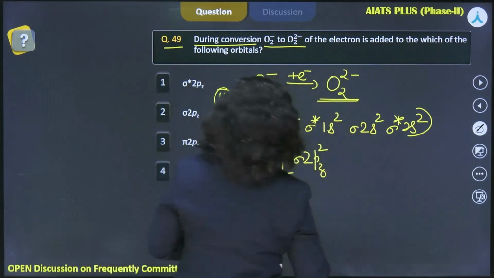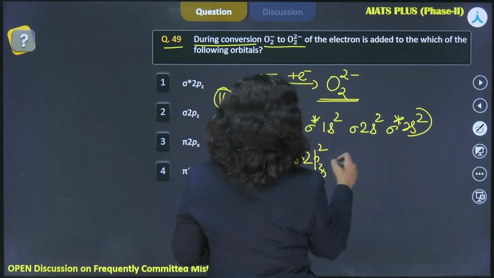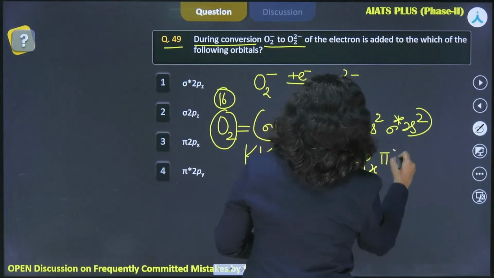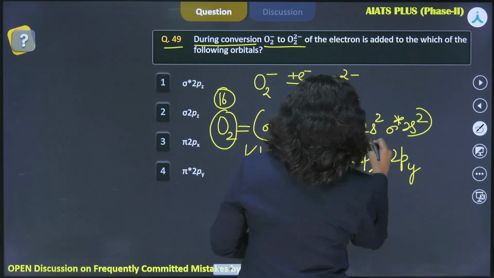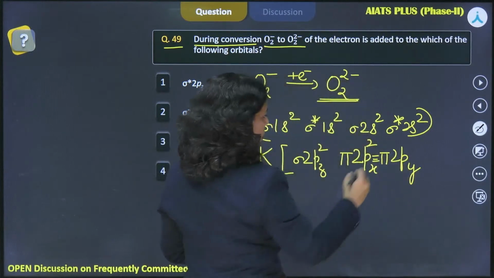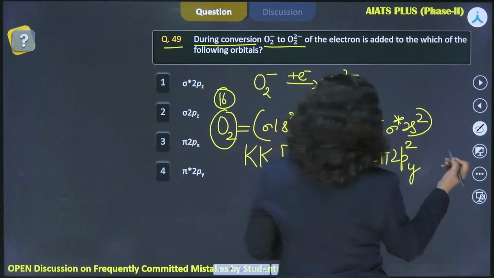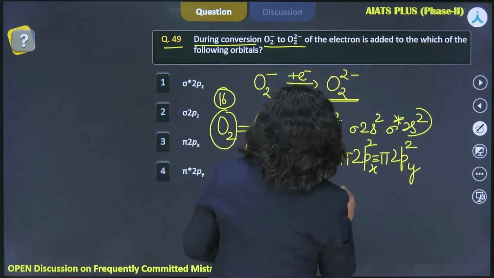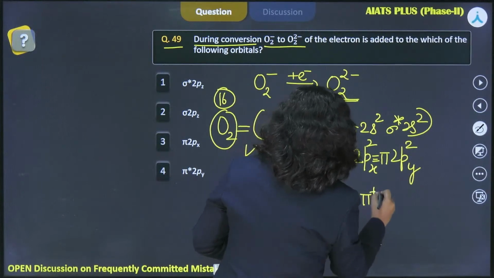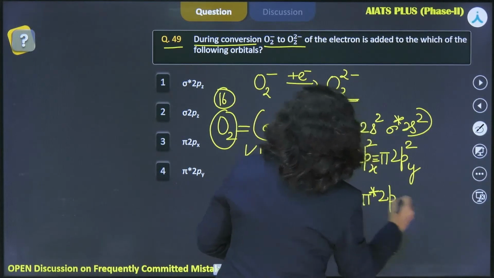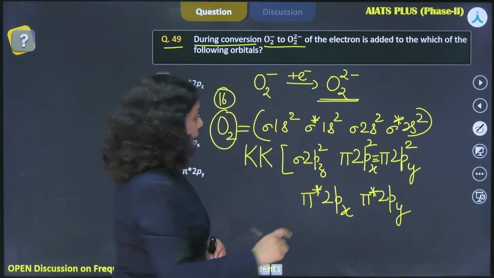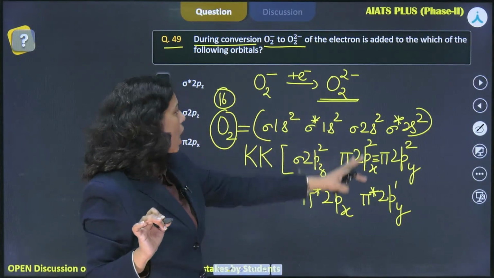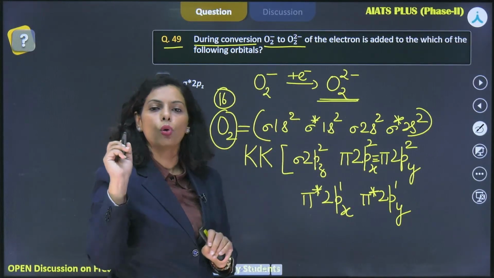So pi 2px and pi 2py with the same energy. Generally we mark this way just to represent that 14 electrons, and then the turn comes for pi anti-bonding 2px and pi anti-bonding 2py. This way the filling occurs, and now the remaining 2 electrons, one each, are filled. Done? So this is how we represent the electronic configuration for O2.